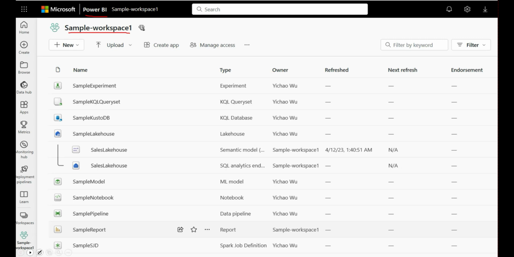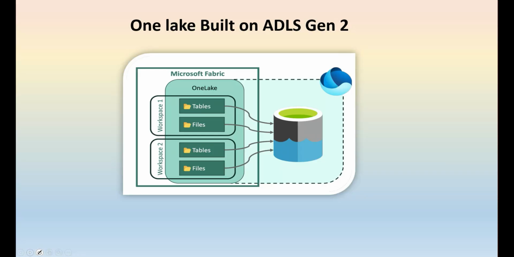In the next slide, we will discuss how OneLake is built. OneLake is built on top of the ADLS Gen 2 concept. ADLS is the Azure Data Lake Storage, a concept of data storage in Azure, generation 2. If you talk about Microsoft Fabric, it internally stores the data in ADLS Gen 2 in the format of delta parquet. We will see delta parquet in detail.